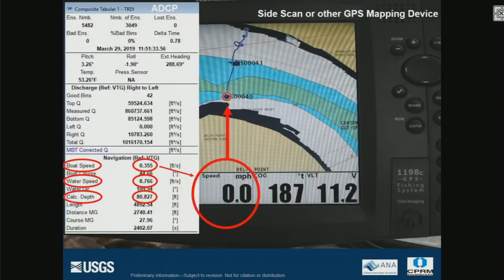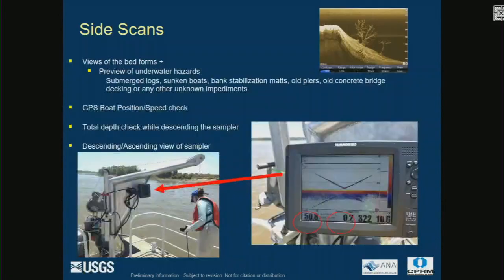So here it's saying that the boat speed is 0. Well, if we look over here at the Doppler, it's 0.355. It's more accurate. It's picking up better information than this Humminbird. And so right here during this measurement, the boat speed's basically, we're still. The boat's not moving. The water speed is 8.8 feet per second, and the calculated depth is a little over 80 foot. So we're using the D99 on this sample, and this is a different day.